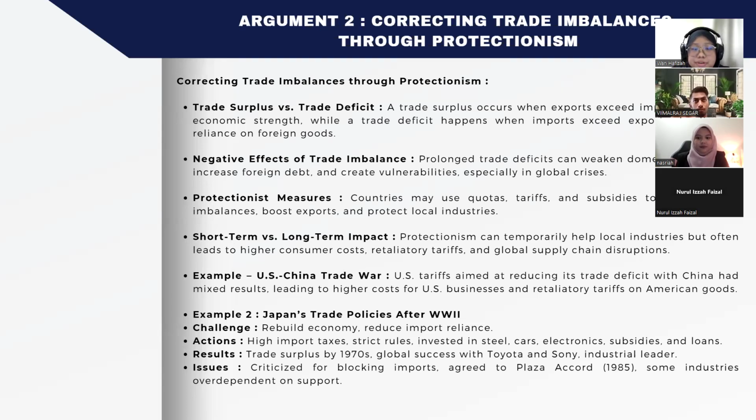A clear example of protectionism in action is the US-China trade war, which began in 2018. The US imposed tariffs on over 330 billion worth of Chinese goods to reduce its annual trade deficit with China. The hope was that by increasing the cost of Chinese imports, American companies would shift their supply chains to domestic or alternative sources, thus boosting US manufacturing and closing the trade gap.